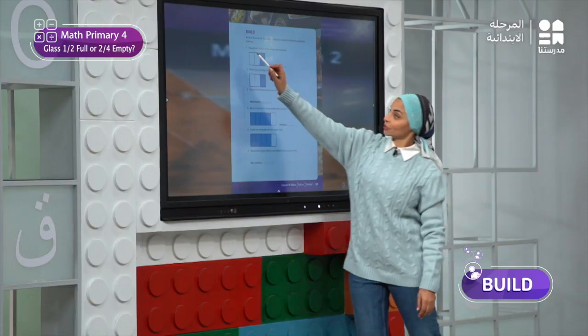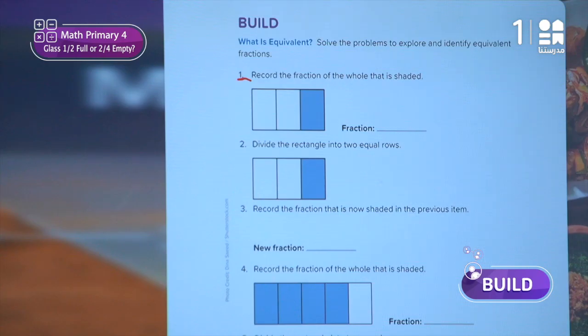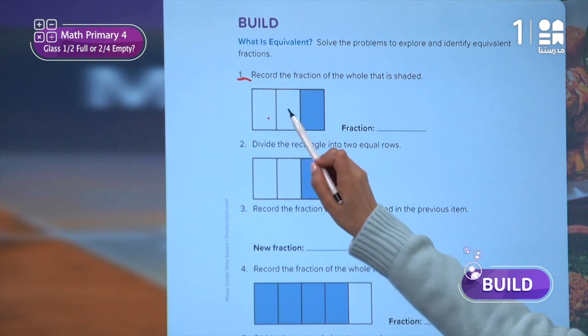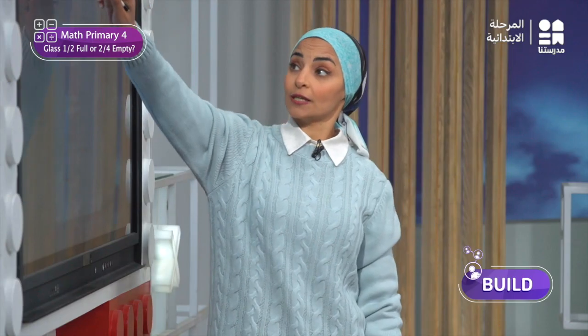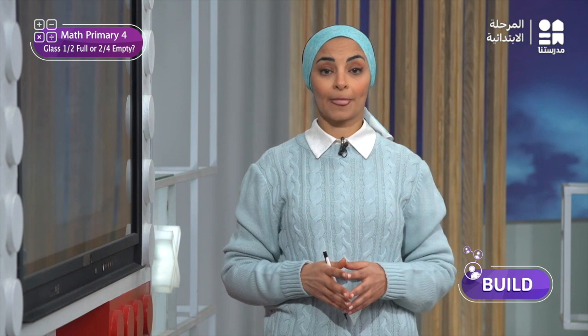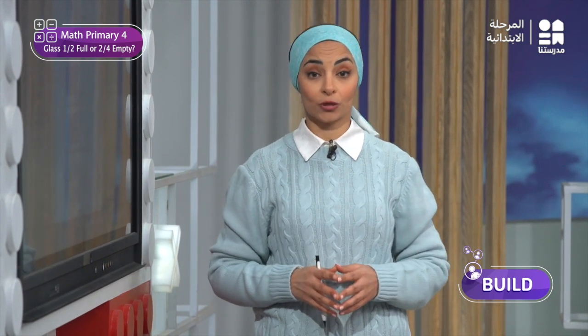Let's see the first problem like you see here. We have a visual model representing a rectangle divided into 3 parts. My rectangle is divided into 3 parts. One part only is shaded. Like you see here, I have one part only shaded. Let's record the fraction that represents this model.